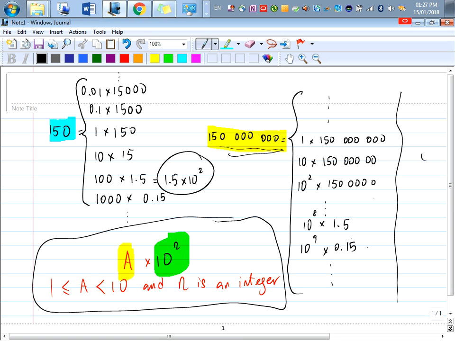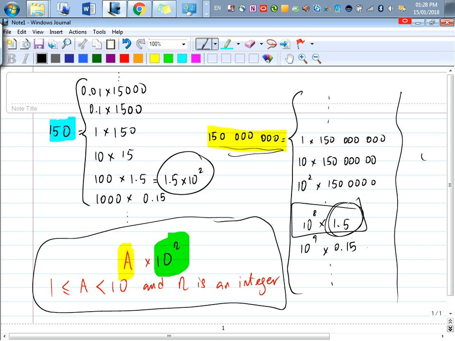Lost? Okay, let me help you. Is this number over here between 1 and 10? No, it's not. Okay, so it can't be this one. Oh, this one. Is this between 1 and 10? No. I can keep going, right? Then I reach this number. Okay, now she has decided 10 to the power 8 times 1.5, right? Let's take a closer look at this. Is this in the format where we have a number between 1 and 10 multiplied by 10 to the power of an integer? Do we have it? Yes.